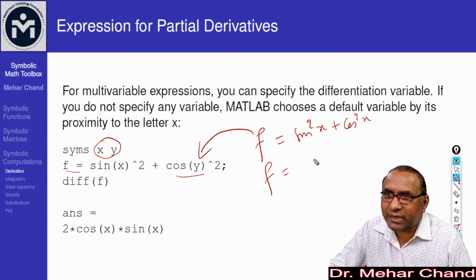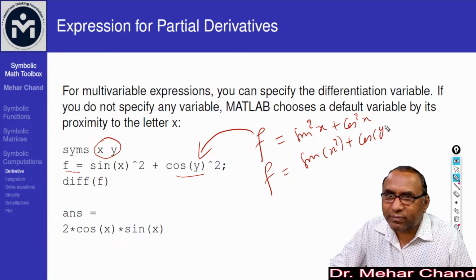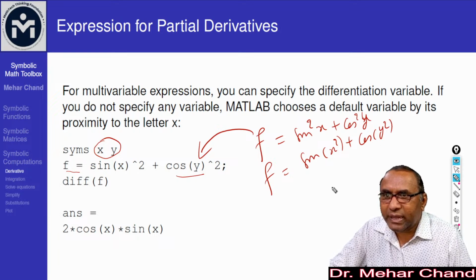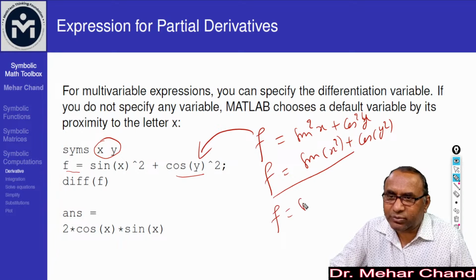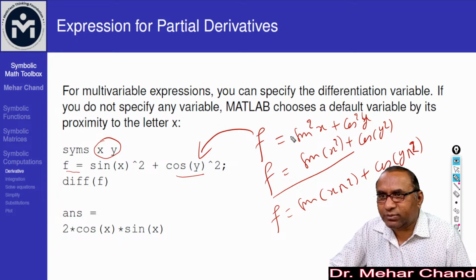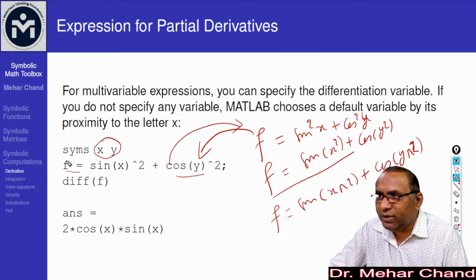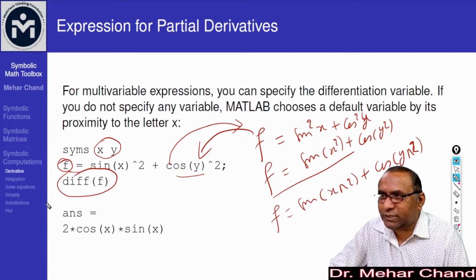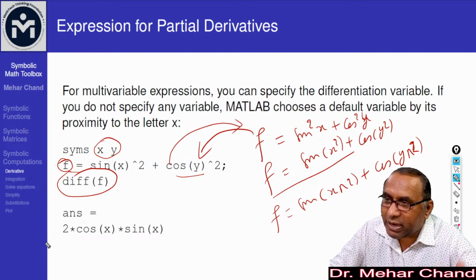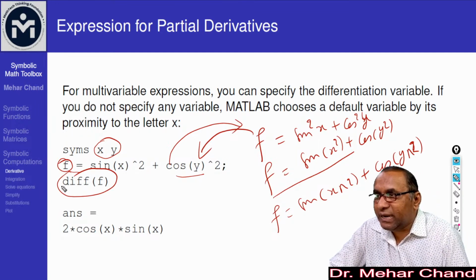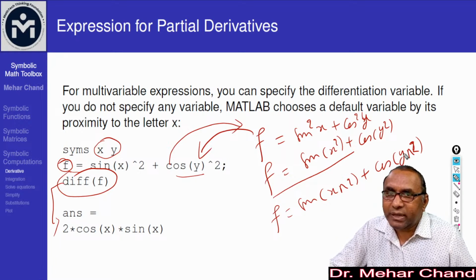If you have the function sine x square plus cosine y square, sorry, here it is y, then the syntax for this will be f = sin(x)^2 + cos(y)^2. See the difference between these two. This syntax is for this function, and when you differentiate this function with respect to x, the meaning is this will take the partial derivative of f with respect to x, and this will return this answer. I think you got this explanation.